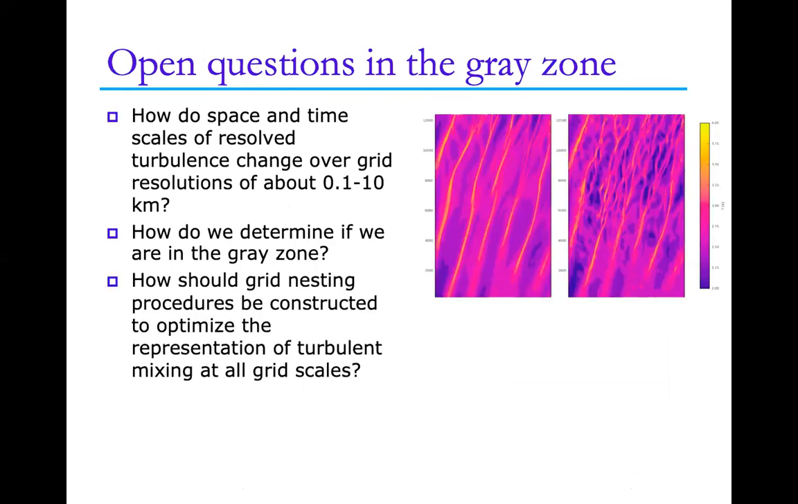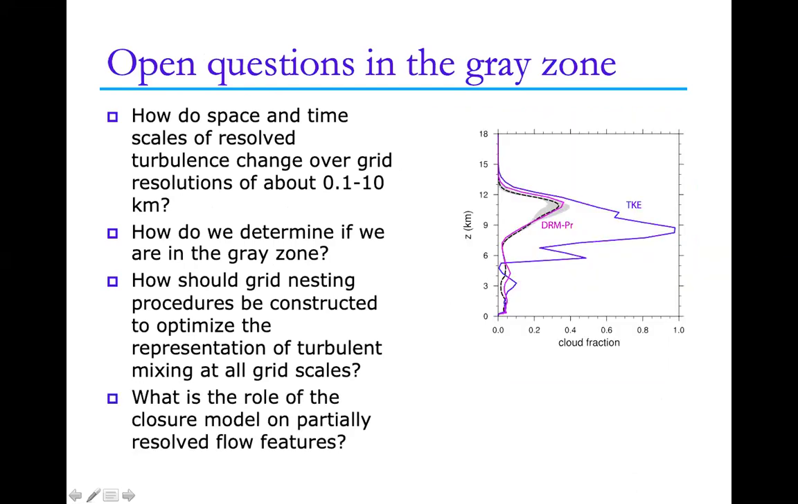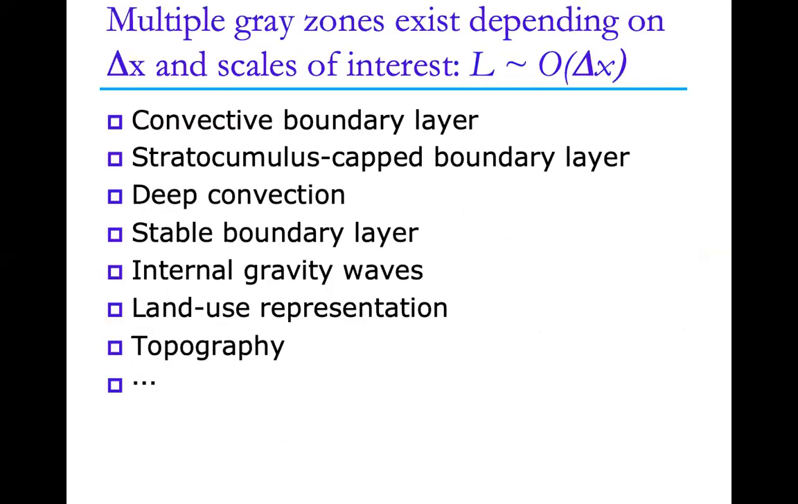How might you optimize grid nesting? Well, the cell perturbation method is one thing to think about as you try to nest to finer and finer scales. And how does the turbulence closure model affect partially resolved flow features? We saw in this deep convection case, for example, that it made a dramatic difference in the representation of cloud fraction.